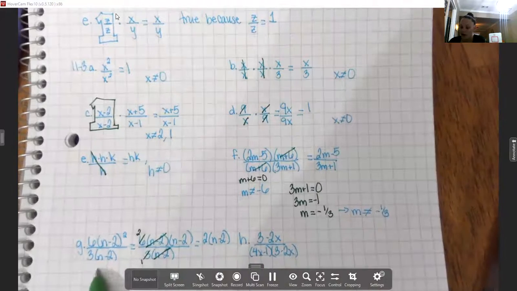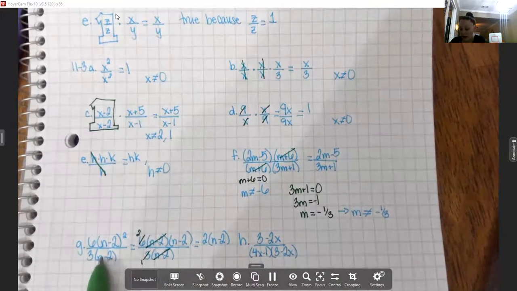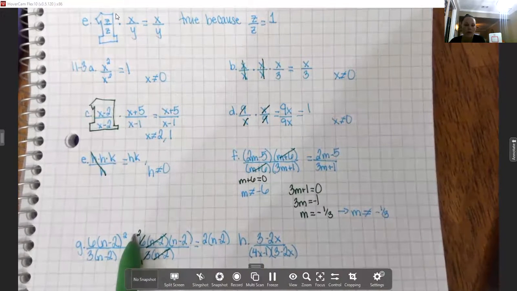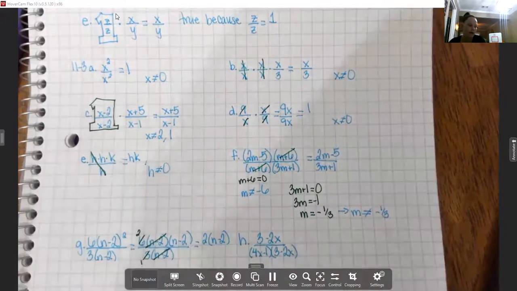So again, n can't be 2 because if I plug it in here, I get 0. I don't care if my numerator is 0. I only care if my denominator is 0.